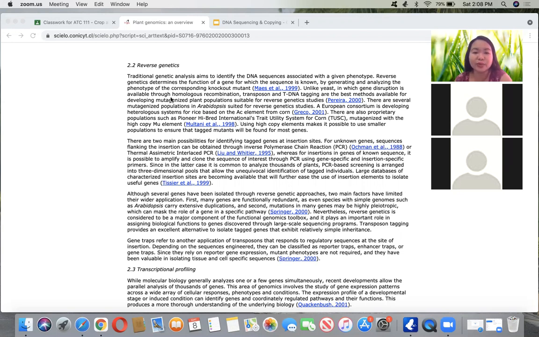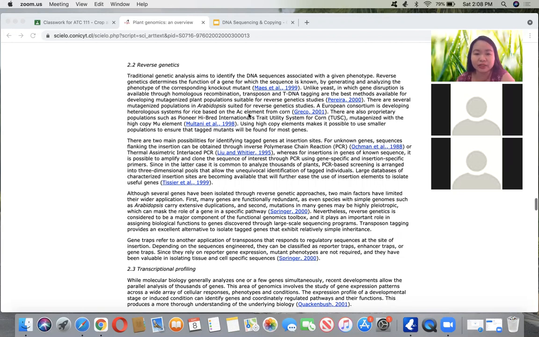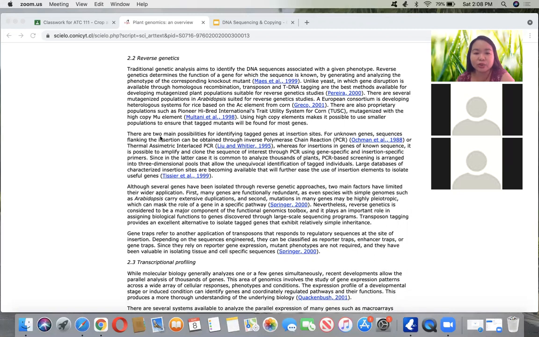Again, we have a mutagenized population of Arabidopsis which is used, and there are two main possibilities in gene tagging and insertion site. We have unknown genes, flanking sequences, and through PCR again. We will be talking about polymerase chain reaction this time, what we call DNA sequencing and copying.